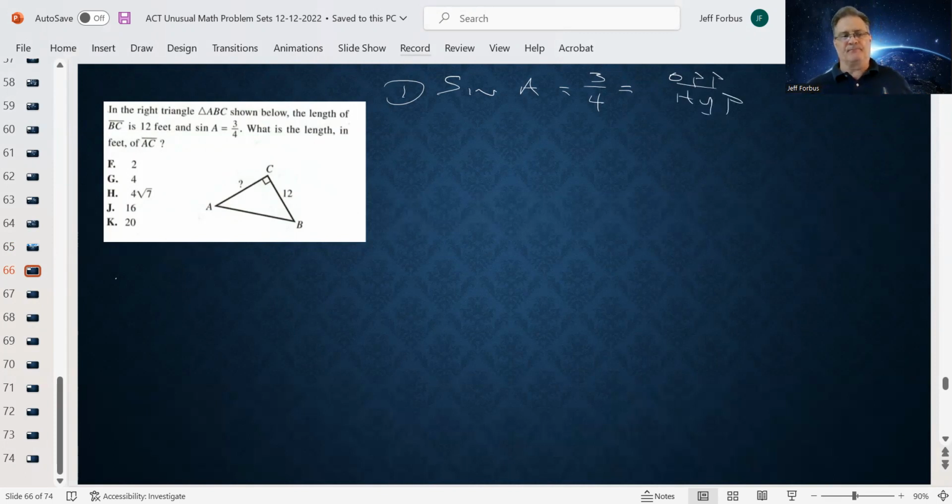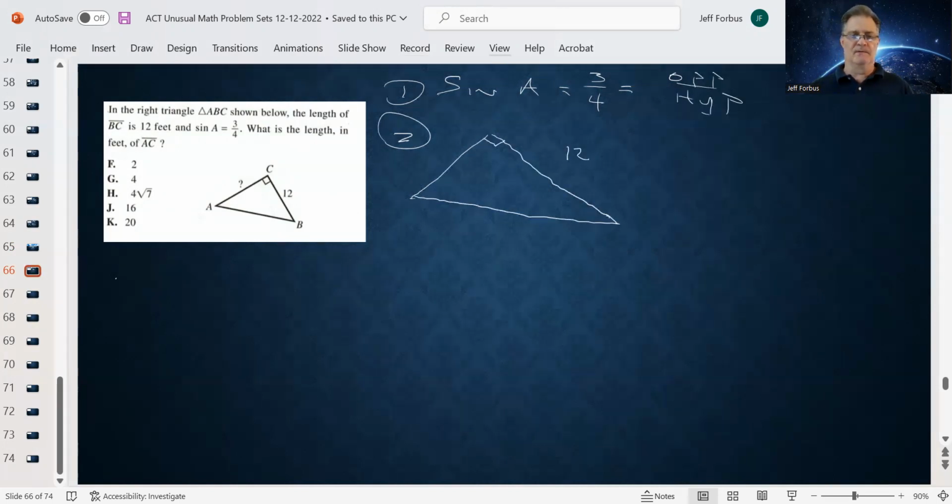Now, there's a relationship between this equation and this triangle. So let's try to put it together. So let me draw the triangle for you. Now, this side is 12. This angle is C, this angle is B, this angle is A, and this is going to be the side we're going to be looking for right here.